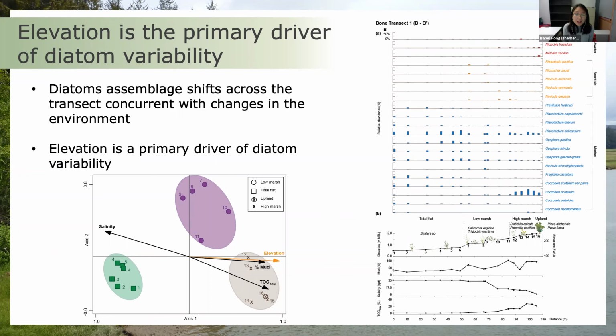And then that brown cluster comprises all of the sampling stations from the high marsh and the upland environment. To then look at how the measured environmental variables seem to play a role in driving that diatom variability, that's what you see plotted here as vectors. Looking at the environmental vector that most closely parallels axis 1, which is our axis of greatest variability, we find that it's elevation. And so here at Bone River Transect 1, we see that elevation appears to be the primary driver of the diatom variability that we're seeing in this transect.